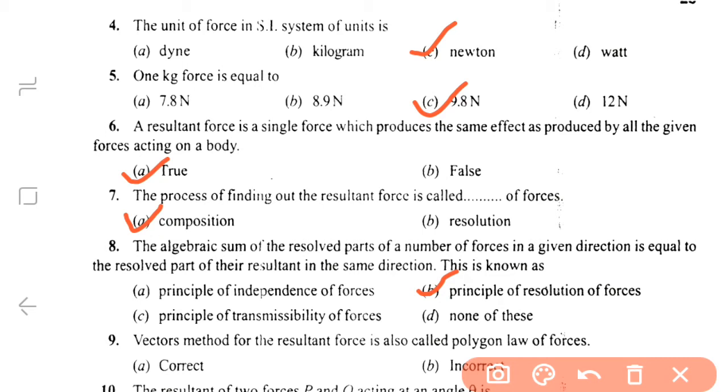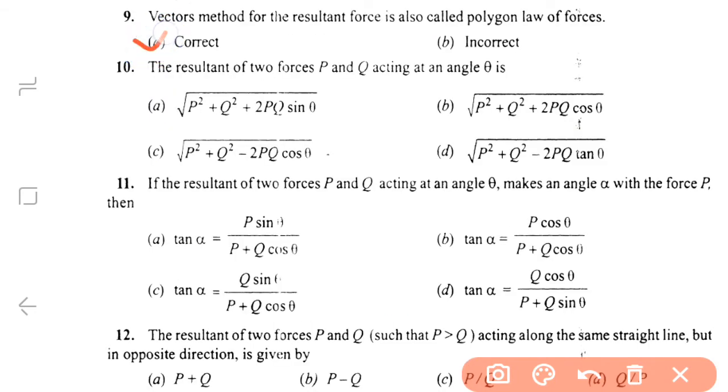Next question is, vectors method for the resultant force is also called polygon law of forces. Here options are correct or incorrect. Here option A is correct answer for this question.